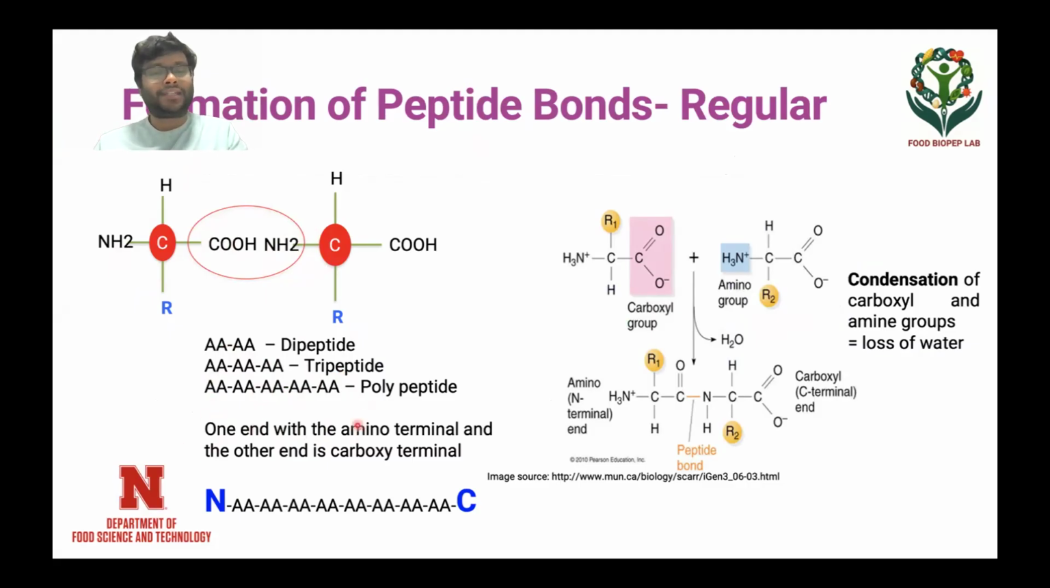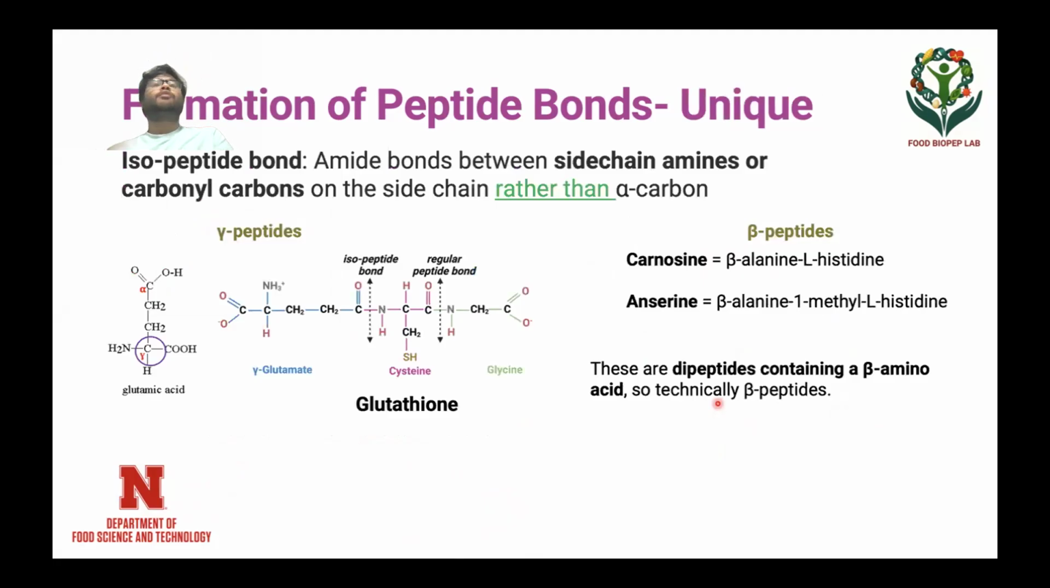In a polypeptide chain, one end is the amino terminal and the other end is the carboxy terminal. This is basically a condensation reaction, when the carboxylic group and amino group come together and form this peptide bond. Now, this is a regular peptide bond.